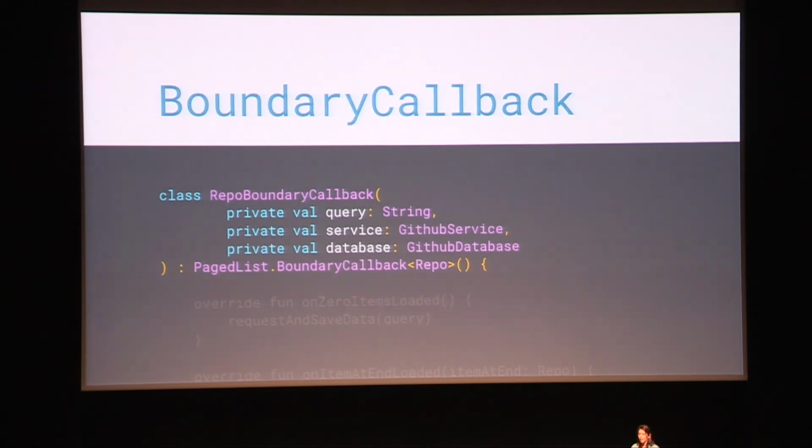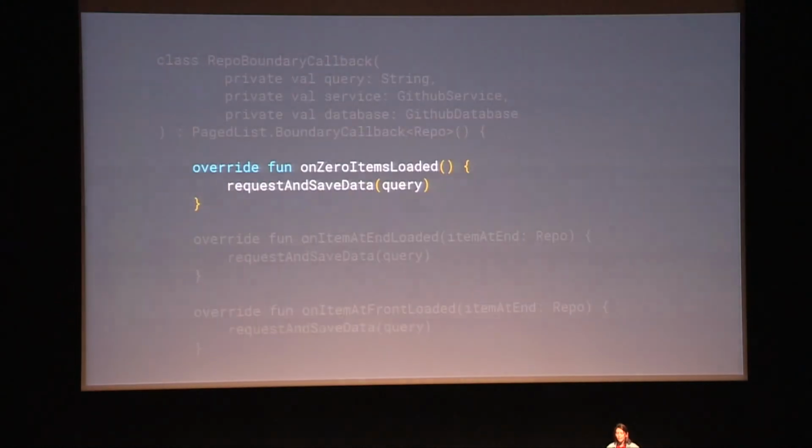In the boundary callback, we would define the query, the GitHub API service, and the database. And then when 0 items were loaded, so let's say the first time when we're launching the application, the paging library will try to get the data from Room. There's nothing in the database, so on 0 items loaded is triggered. And this is the time when we're requesting data from the backend.